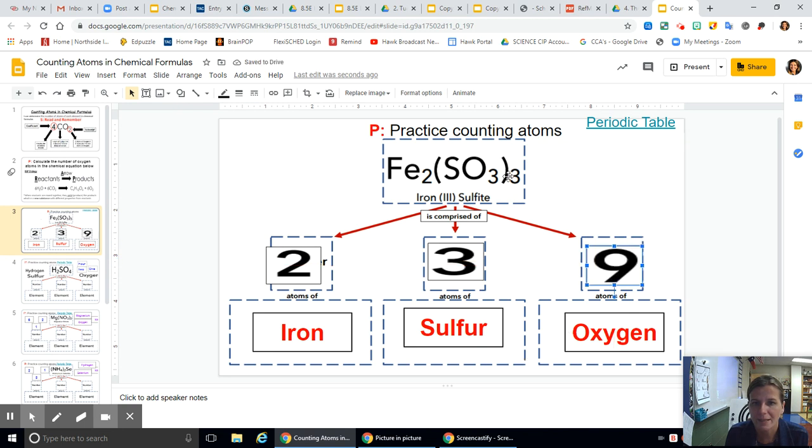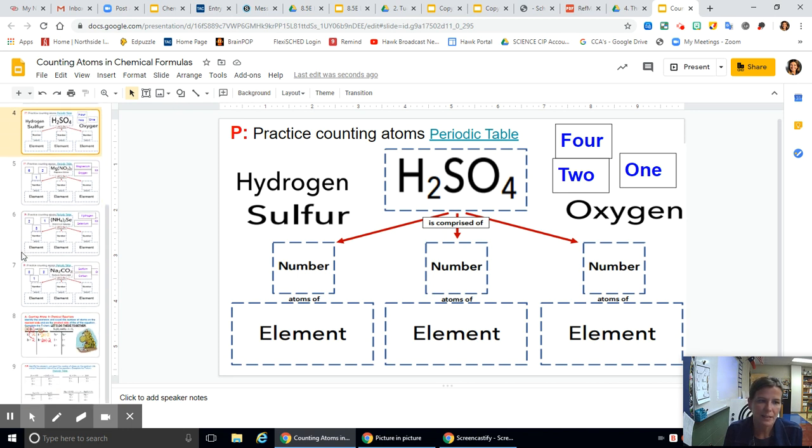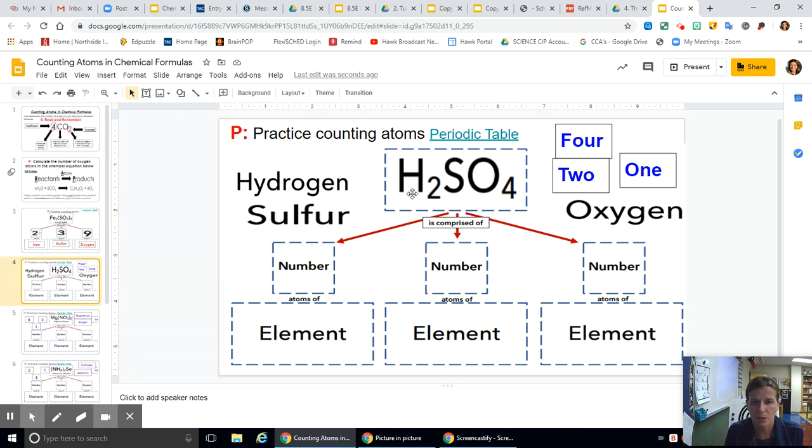Okay, so remember, when you have parentheses, if there's a subscript outside, that subscript only gets multiplied by the subscripts inside the parentheses. That has nothing to do with iron. All right, let's go to the next one. Okay, and then I will let you practice on your own.